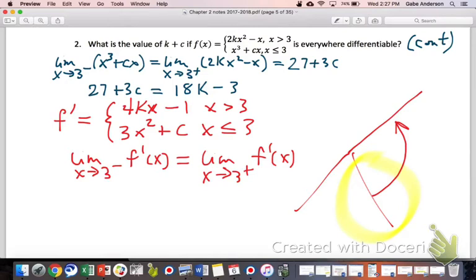Okay, fair enough. So let's go ahead and evaluate these two limits. So we've got f prime up there above. So which one is from the left? The bottom one, yeah. So 3x squared plus c. So let's evaluate that limit as x goes to 3 from the left. So if we do that, what do we get?